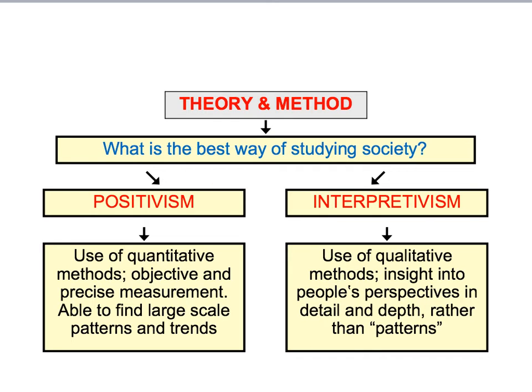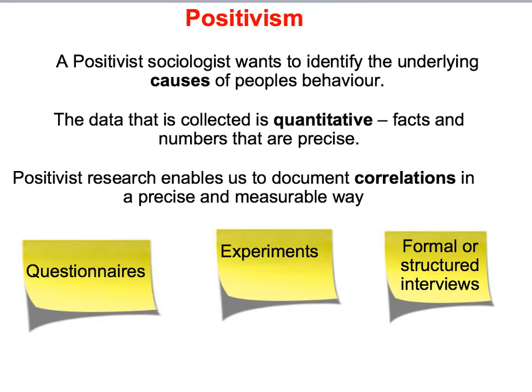However, there's also an alternative approach to doing social research that rejects the idea of sociology as a science of society. And this alternative approach is known as interpretivism or anti-positivism. So positivism is the idea that sociology should study human behaviour in fundamentally the same ways as natural scientists study the natural world. So whereas natural scientists try to uncover the underlying causes of natural phenomena, the job of the positivist sociologist is to identify the underlying causes of social behaviour.